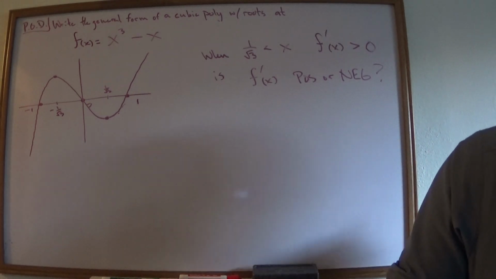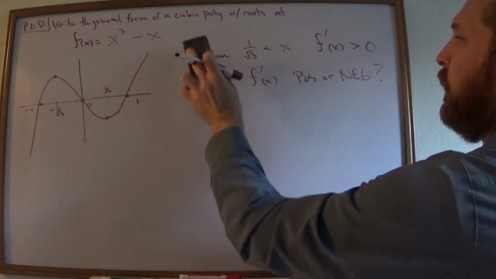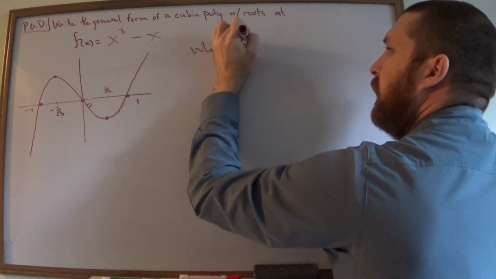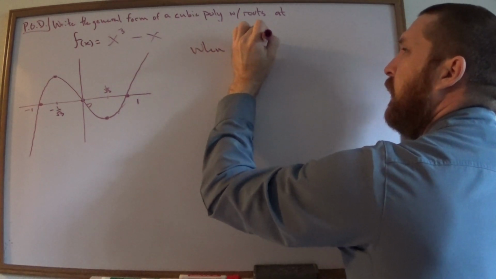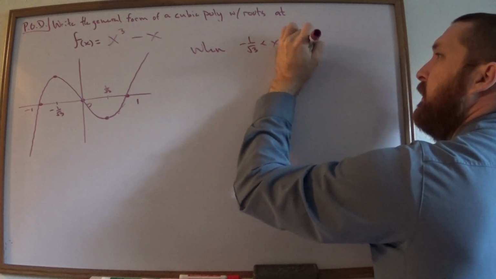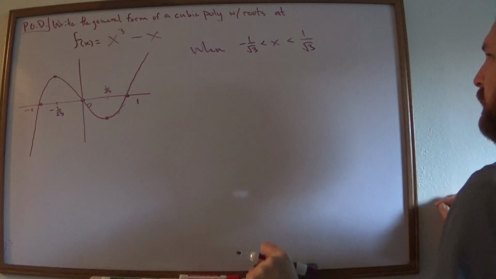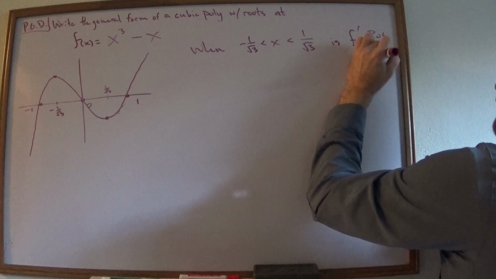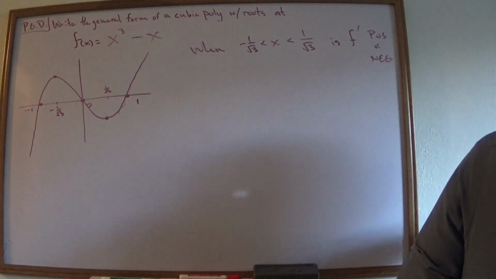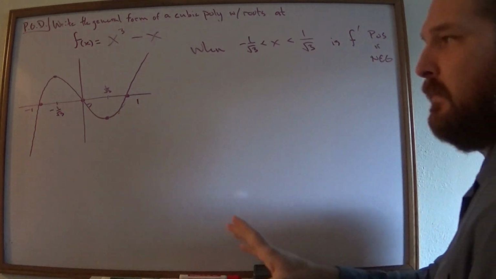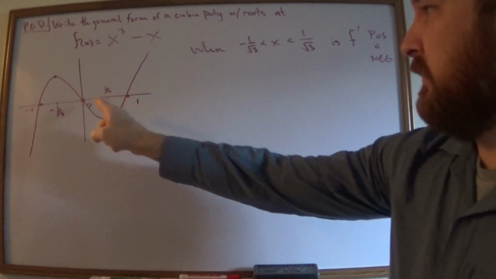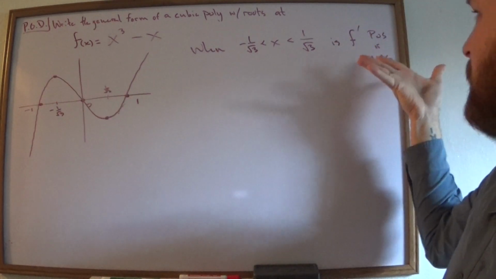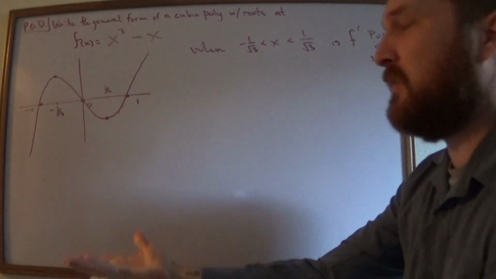So here's another question. When x is between negative 1 over root 3 and 1 over root 3, is f prime positive or negative? Negative. It's negative. Yeah. And one way you could look at that is say, okay, pick any point in there, look at the slope of the tangent line, and the slope of the tangent line is negative. F prime, being the slope of the tangent line, must be negative.